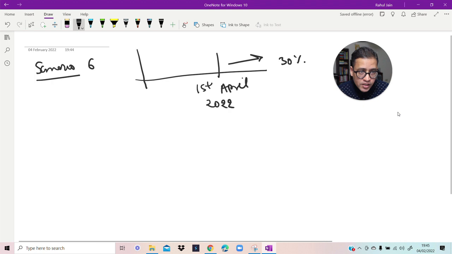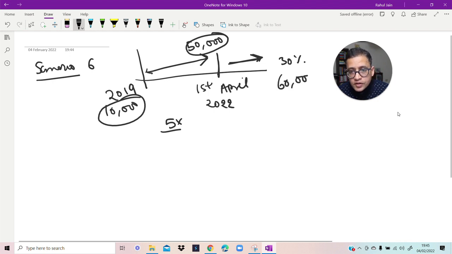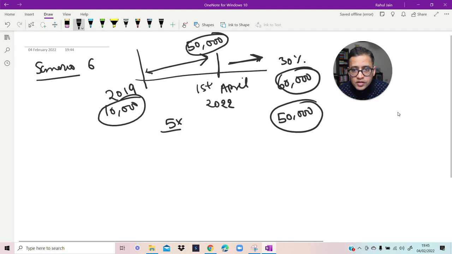Now let us say somebody is owning crypto from 2019 onwards. And let's say at the time they got it for only 10,000 rupees. Right now the price for the same crypto is, let us say, 50,000, because they have made 5 times the money. Now if they carry on holding beyond this point, and let's say they sell it for 60,000, then they will have to pay tax on 50,000, because that's their profit, 60,000 minus 10,000. So they will have to pay 30% tax on this value.